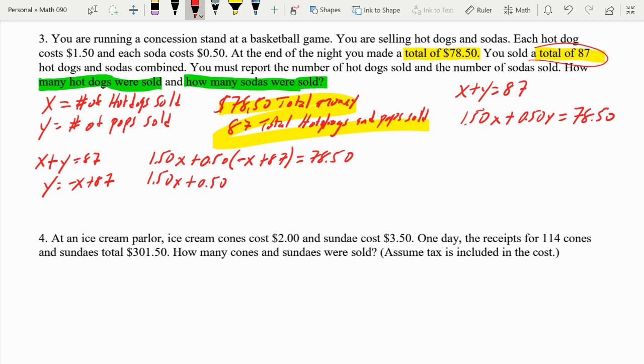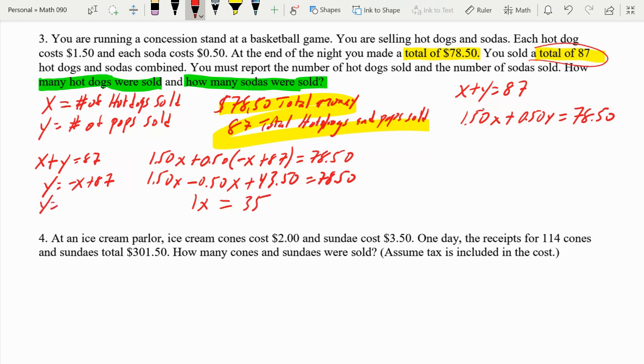All I'm doing, I'm making the same mistake you guys make, forgetting the signs. And then 87 times 50 cents ends up being $43.50. All right, combine, that gives me 1x. Since I'm running out of room, I'm just going to subtract this to the other side already. So 78 minus that gives me 35.